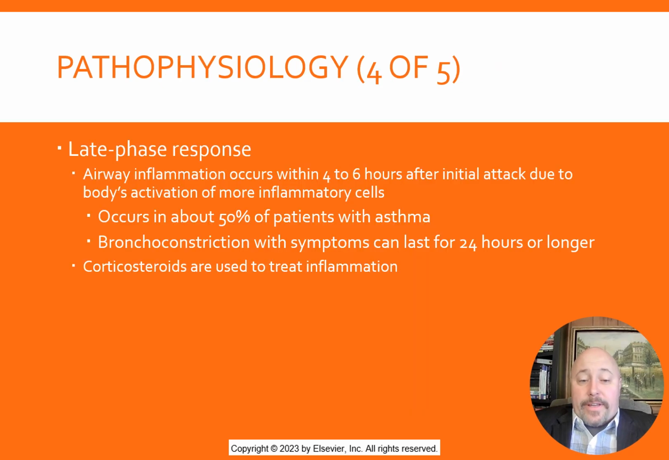In a late phase response, airway inflammation occurs within 4 to 6 hours after an initial attack due to the body's activation of more inflammatory cells. This occurs in about 50% of patients with asthma. The bronchoconstriction with symptoms can last for 24 hours or longer, and corticosteroids are used to treat and help prevent this inflammation.